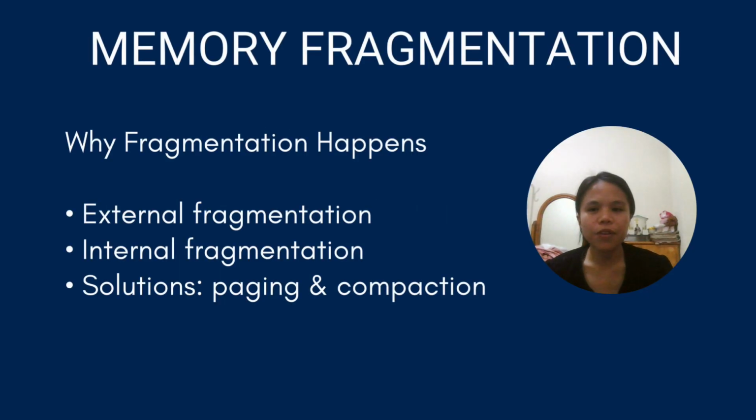So, what is memory fragmentation? Memory fragmentation occurs when memory space becomes divided into small unused gaps. There are two types of memory fragmentation: external and internal. For external, free memory is scattered. For internal, the assigned memory is larger than needed. Techniques like paging, segmentation, and memory compaction help reduce fragmentation and improve memory use.